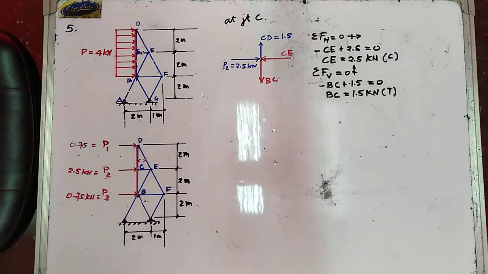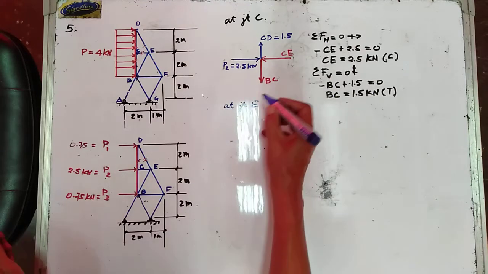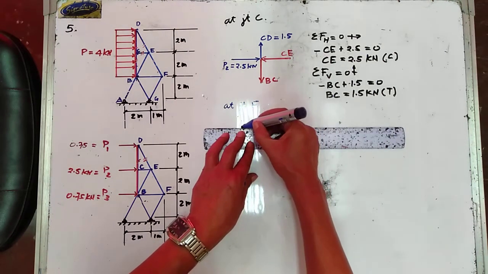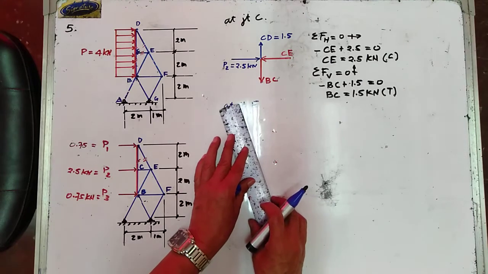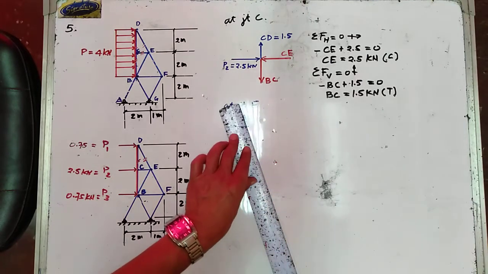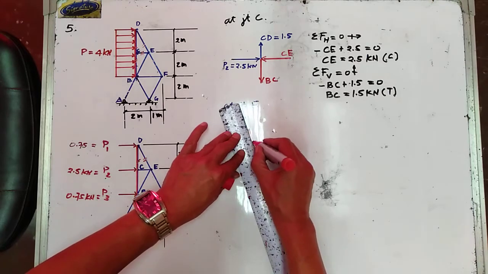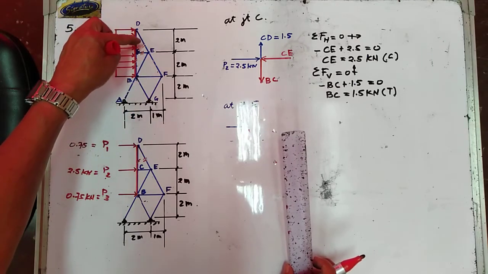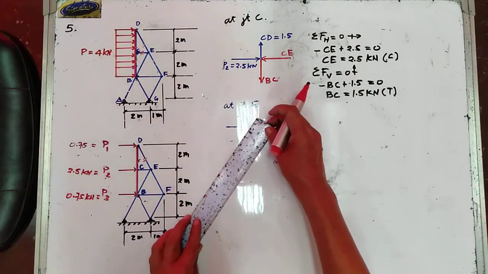Let us now proceed to joint E. So at joint E, so we have joint E. So this is now your joint E. So we have your DE, so at joint E, we have your EF, we have your CE, and we also have your BE.